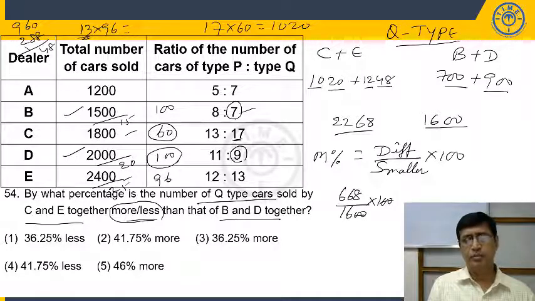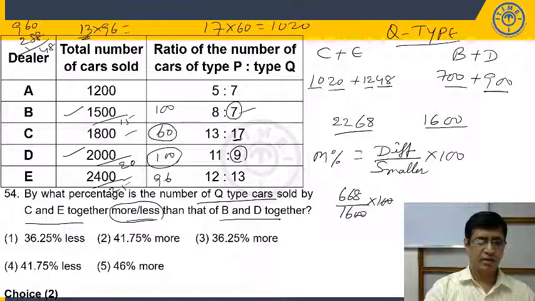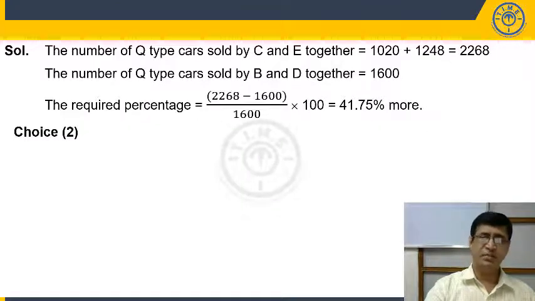Simplify. 16 goes how many times? 4 times 16 is 64. 64 means 28 one time. So 41.75. So the right choice is option number 2. My dear students, please be careful here. It is more percentage. 41.75 less percentage is also given. So please be careful. Option number 2 is the right choice. So 668 by 16, simplification you need to do.